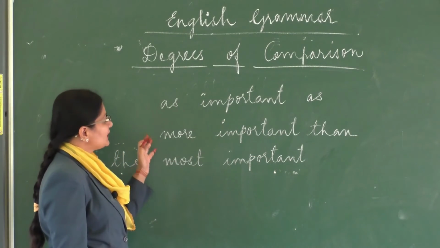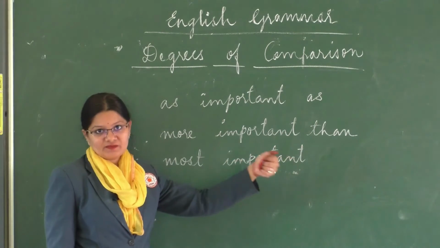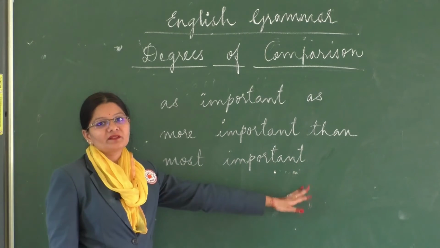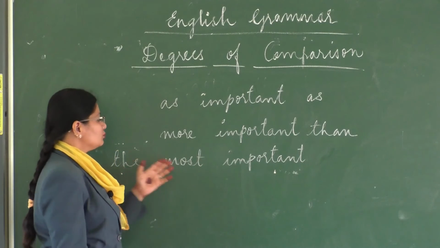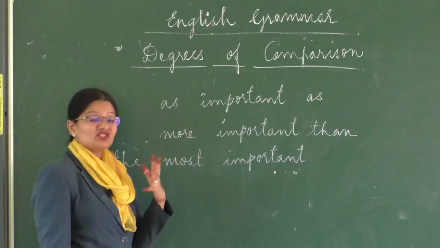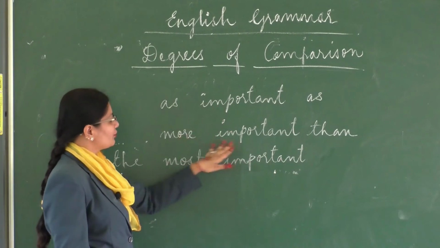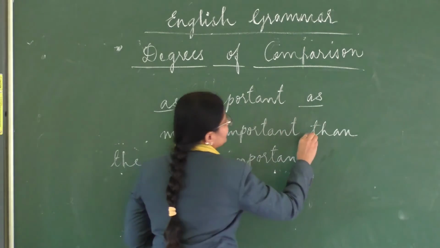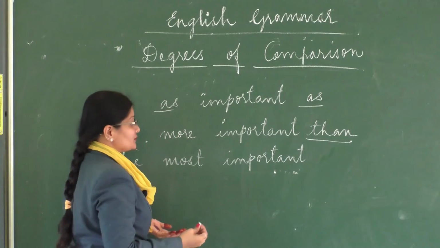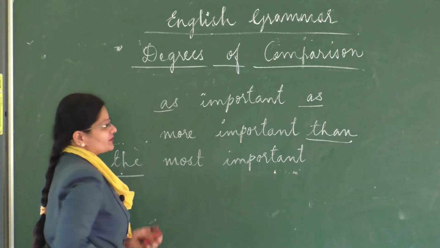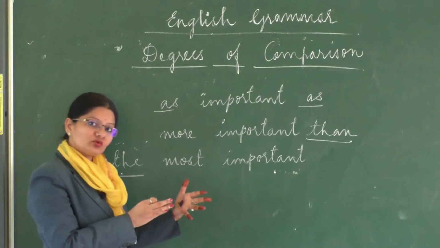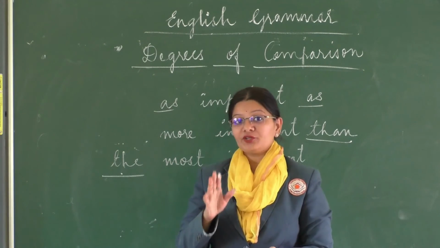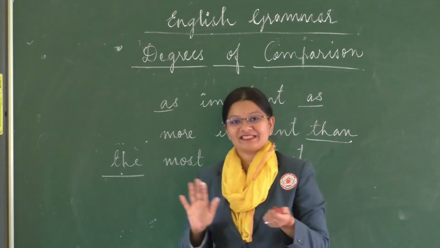Then, nothing is more important than our studies for students. Then, studies is the most important thing for students. So it's like the most important. The same rule applies. It's just that you have to add important, more important and most important, right? So in positive you will add as, in comparative you will use than, and in superlative you will add the. So the same rule, and for polysyllabic words, you add more and most. That is the only difference.